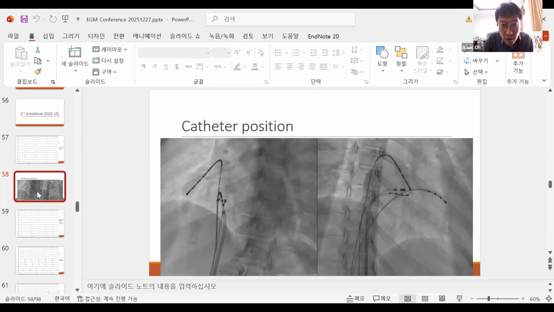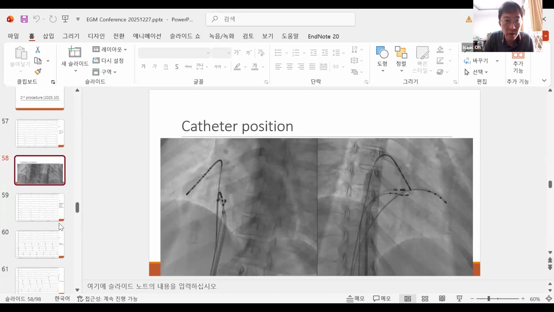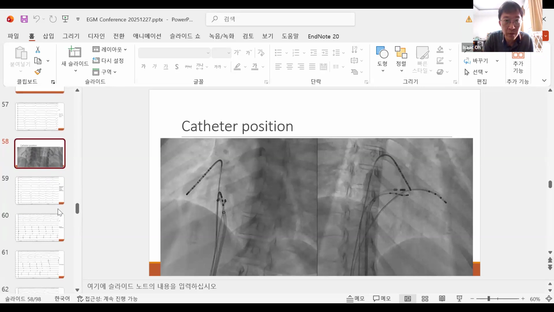I'm sorry. So we use a non-irrigated catheter, and then we have the irrigation catheter, but we think there is no very significant increase of impedance and temperature, so we still continue with the non-irrigation catheter.